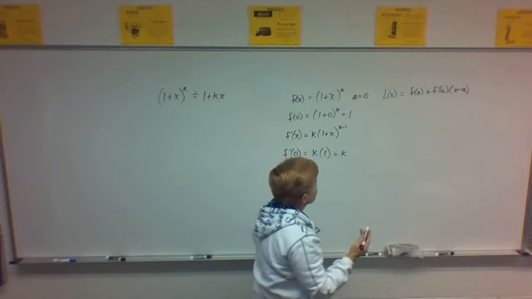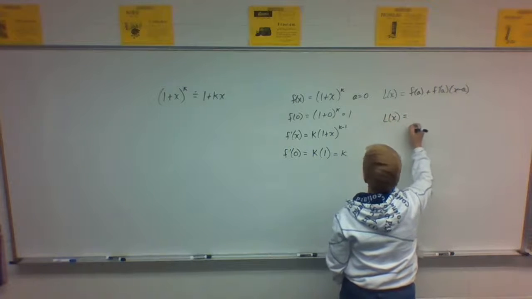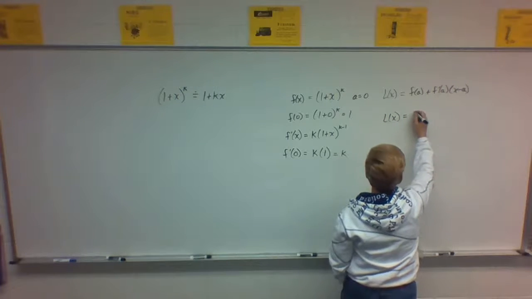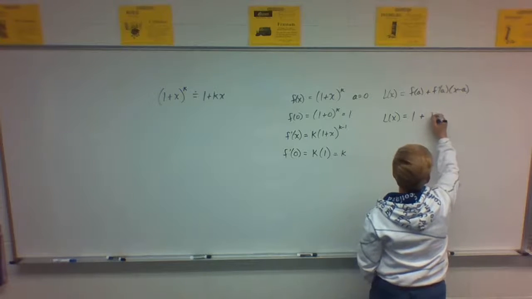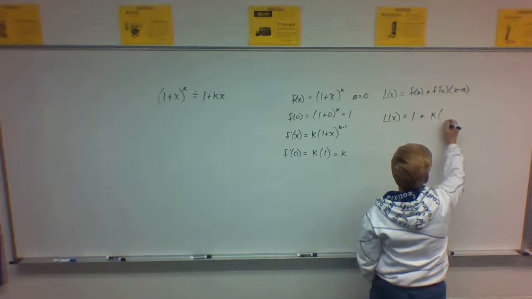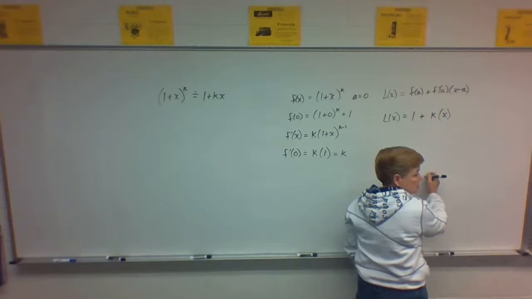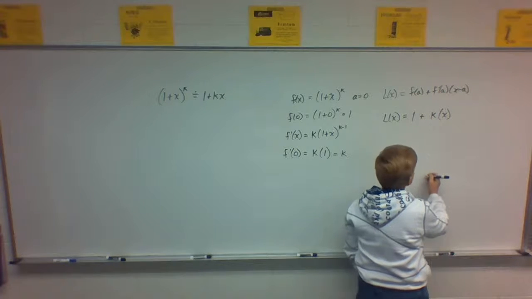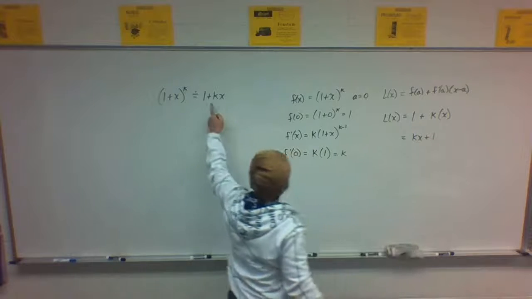You with me here? So that means our linearization for this function is going to be f of a, which was 1, plus f prime of a, which was k, times x minus a, which is just x because a is 0. So it is kx plus 1, or 1 plus kx.